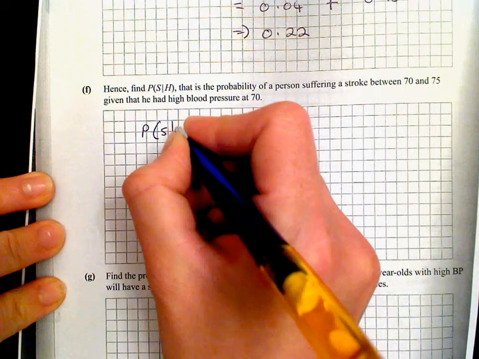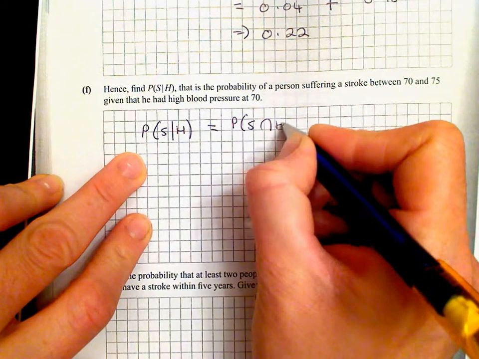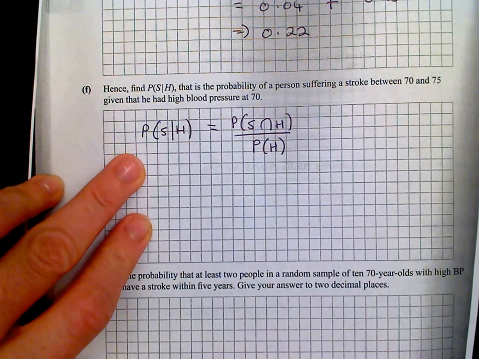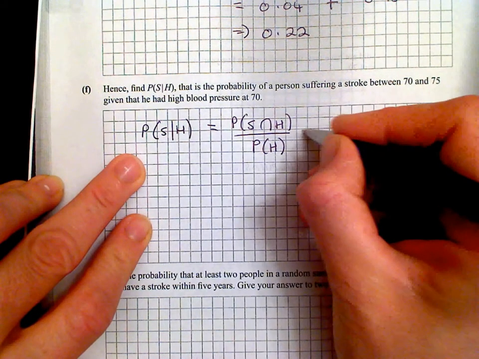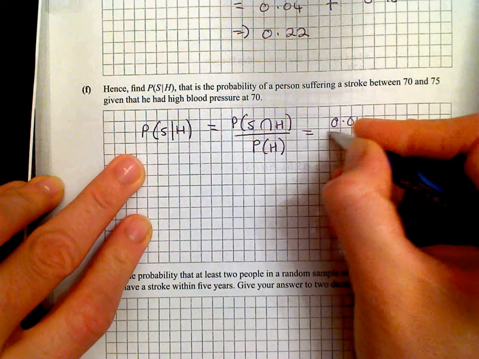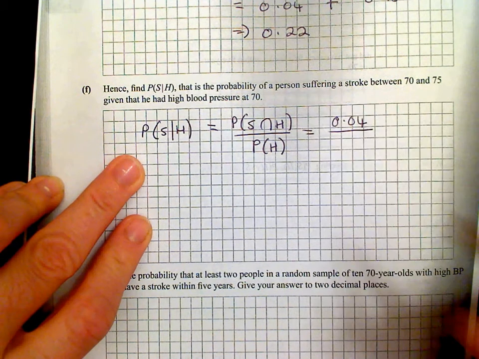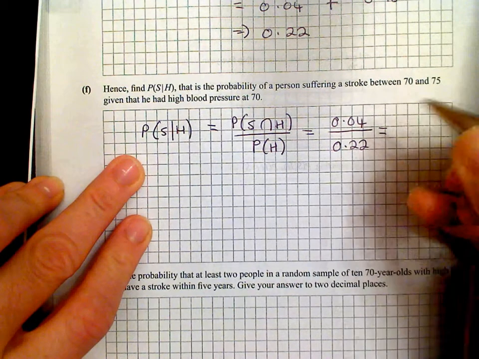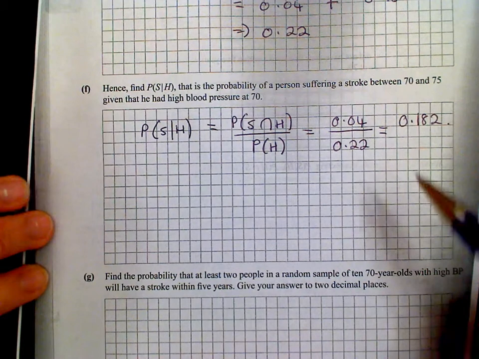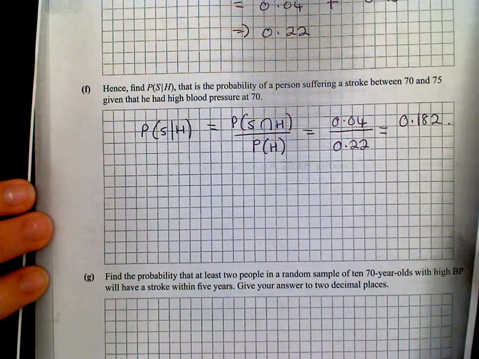of stroke given high blood pressure is the probability of stroke and high blood pressure divided by the probability of high blood pressure. Now we already know from our tree diagram that the probability of stroke and high blood pressure is 0.04, divided by the probability of high blood pressure, which we found above in part E, is 0.22. And 0.04 divided by 0.22 is 0.182. So that is the probability of a stroke given that the individual has high blood pressure.